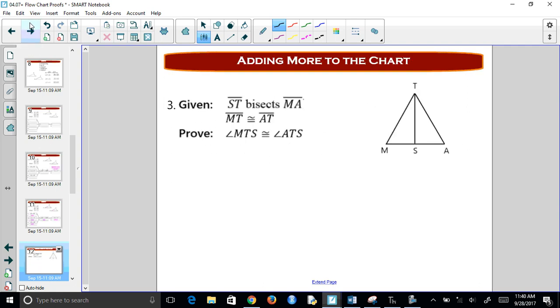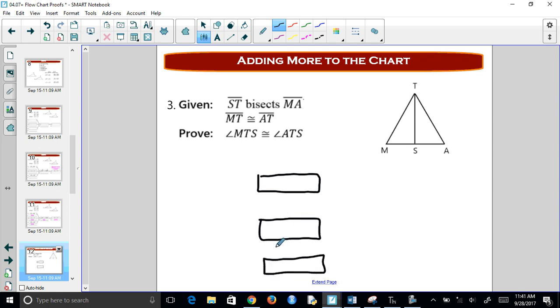All right. Now, when we want to add more to the chart, we said that there are three boxes for congruence. Now, we're not always given something that's going to be a congruency. So if I have ST bisects MA, I can write that out here. ST bisects MA. And that's given.